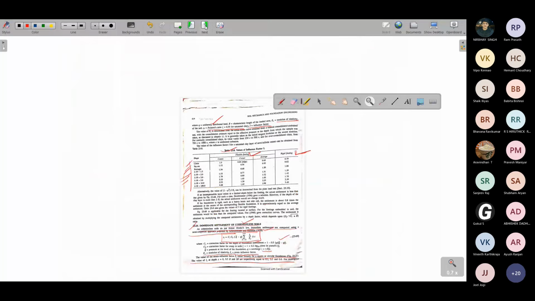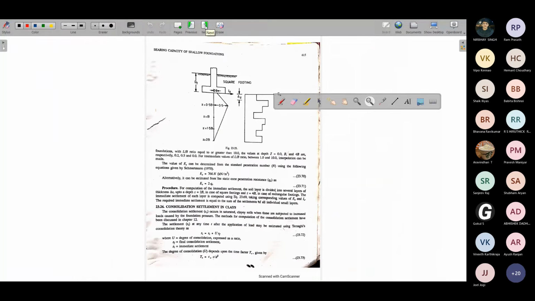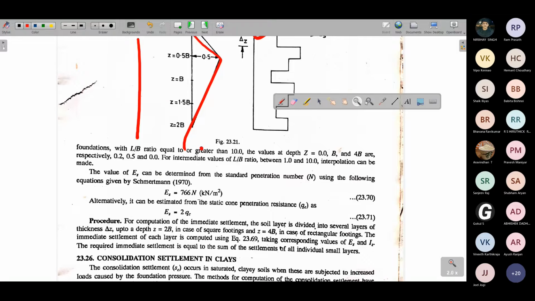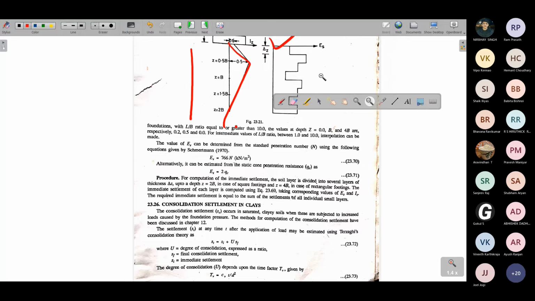Everything would be given, and how the values change is also given here. Whatever you see with the foundation depth, he has drawn a graph, nothing else. Here you can see the EI value varying with different depth. And he has also given these equations for calculating E.